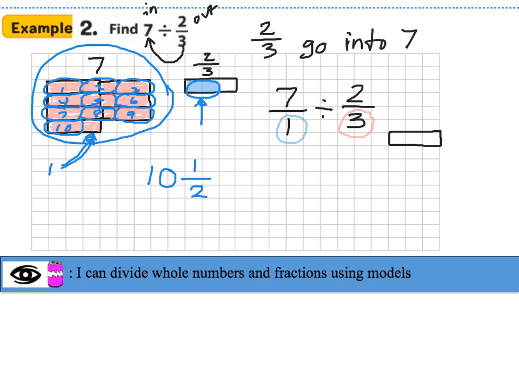So I'm going to ask myself again, how many times does 2/3 go into 7? Well, it goes in 10.5 times. So once again, whenever you draw these models, please use the good grid paper, because it's going to help you to create nice, clean models.